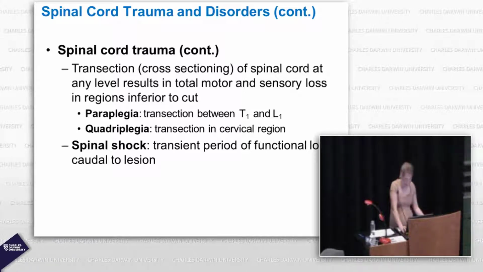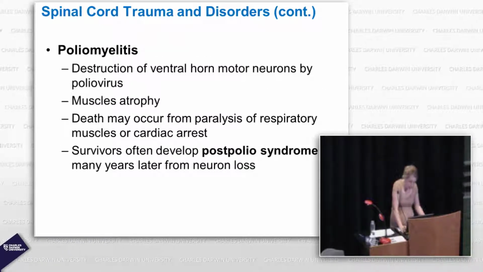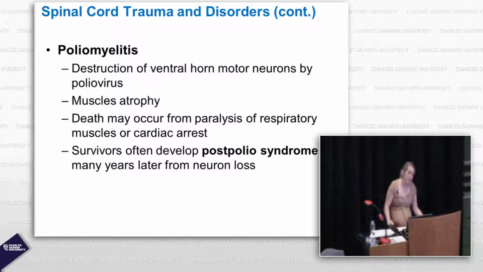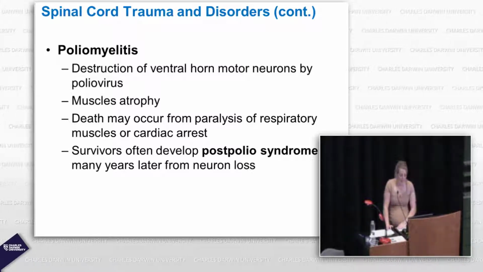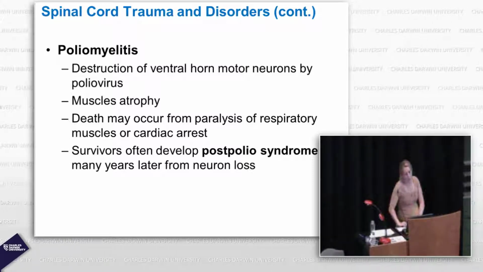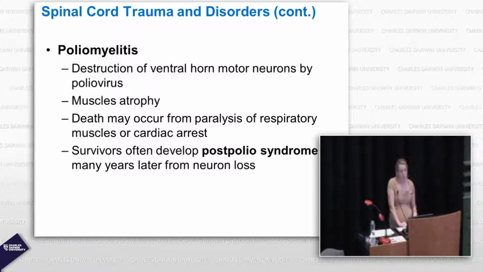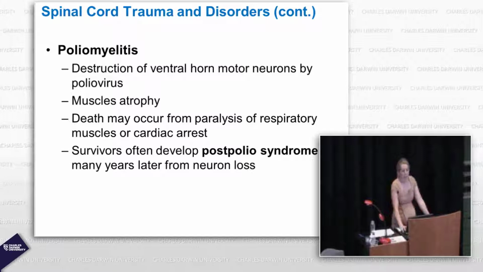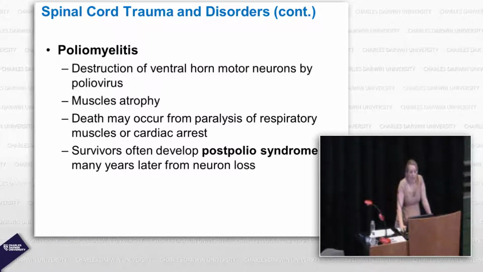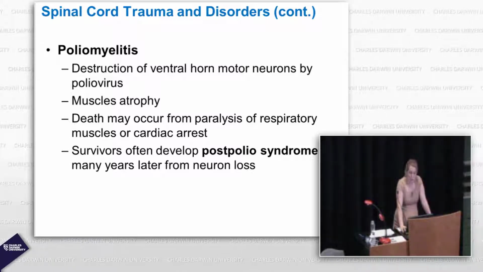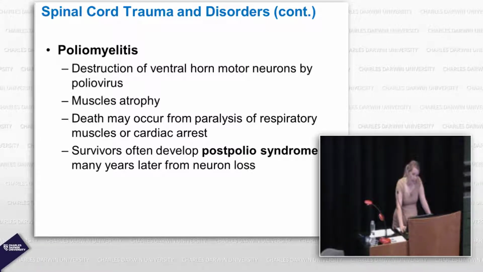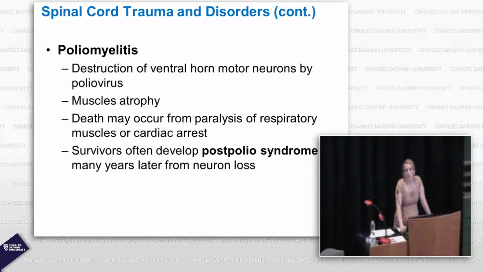Another one that we've got is poliomyelitis. The poliovirus can cause damage to the ventral horns of the spinal cord, therefore damaging those motor neurons. Death may occur from poliomyelitis because of paralysis of the respiratory and cardiac systems. Without muscular control over these systems, death is going to be pretty rapid.